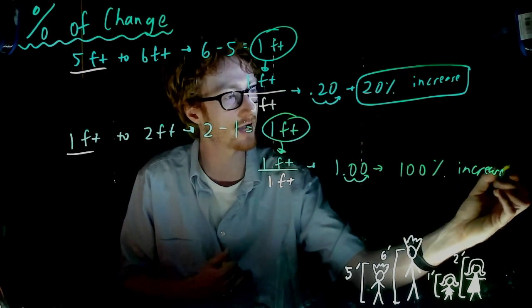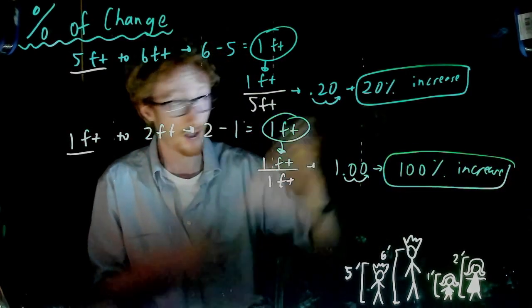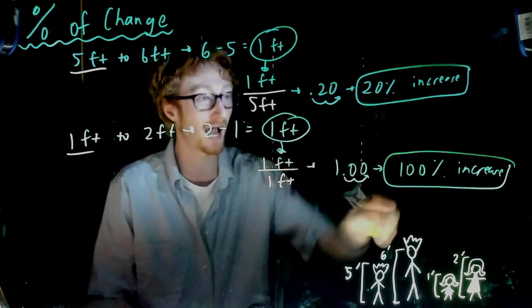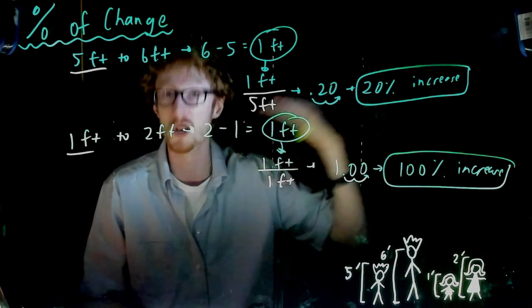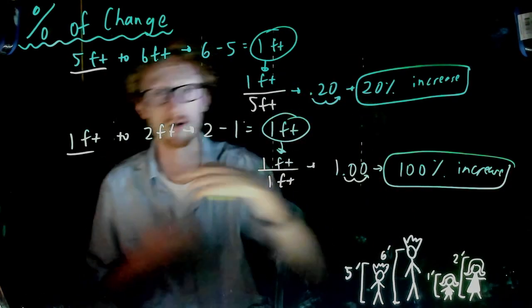So who had the higher growth rate? Well, again, we both grew the same amount, but she had the higher increase or percentage of change, right? Because she grew essentially another person, an entire foot, an entire herself, right?